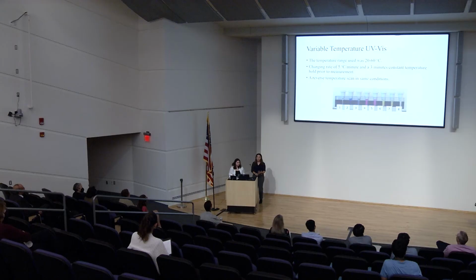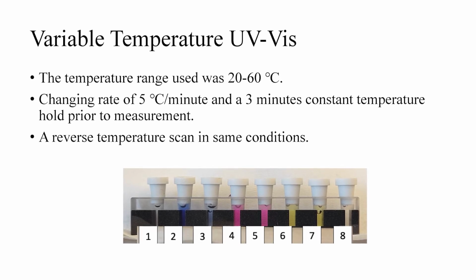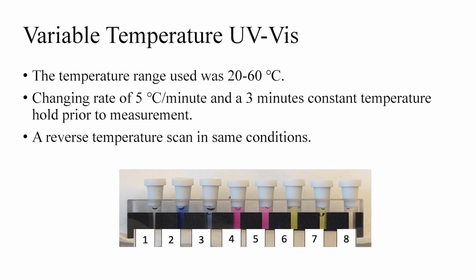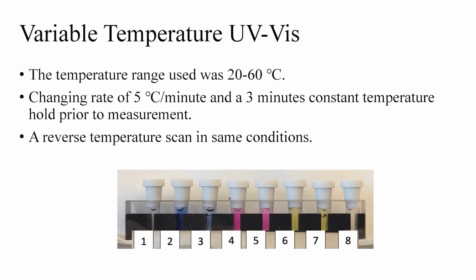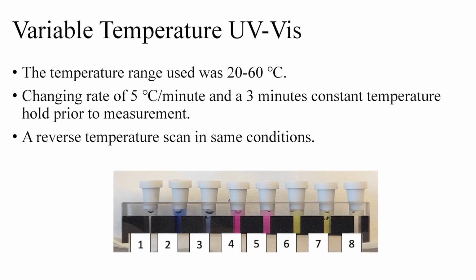And we did run a reverse scan on it, from 60 to 20, just to make sure that the experiment was reproducible, and that it could be reversed. And in here, cells 1 and 8 hold a blank, which is deionized water. 2 and 3 hold thymolphthalein. 4 and 5 are phenolphthalein, which is my compound. And 6 and 7 will be 3-nitrophenol. It's a different indicator.